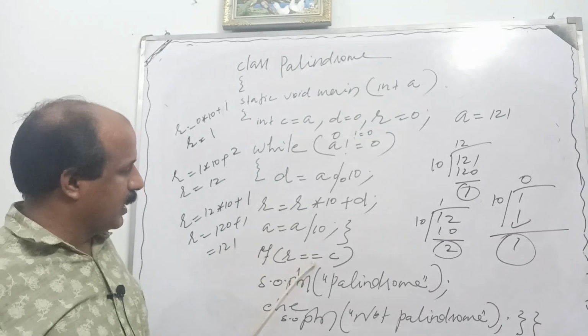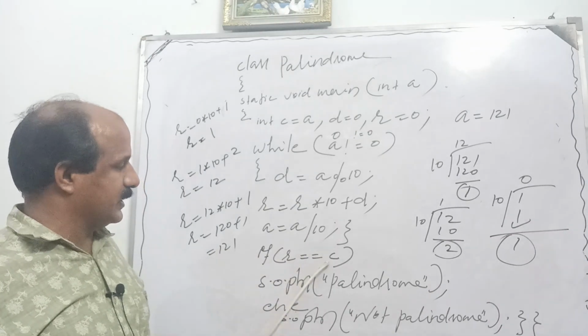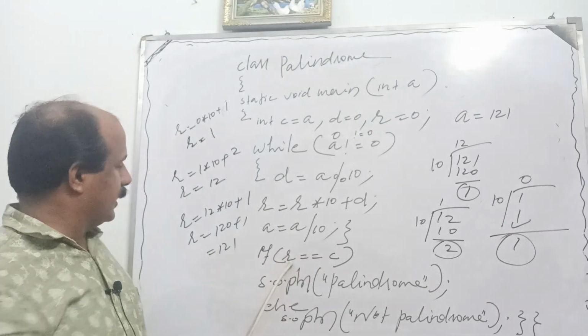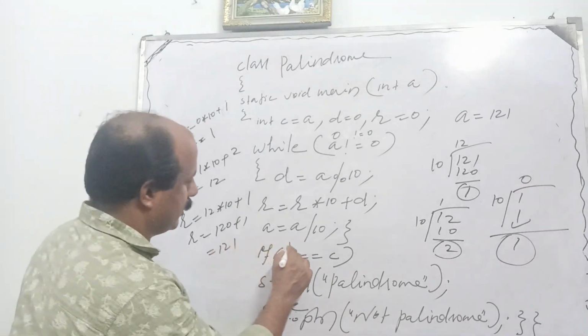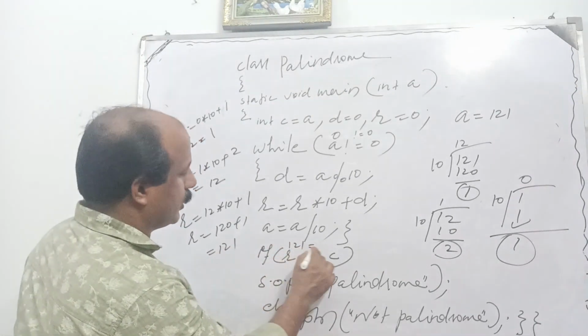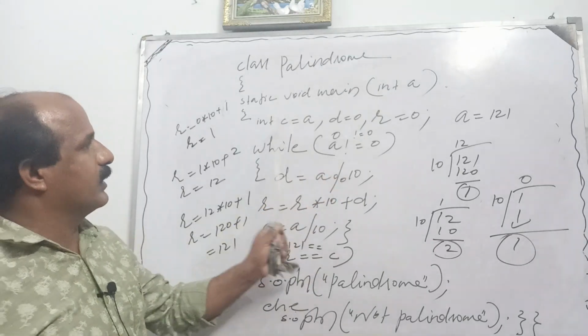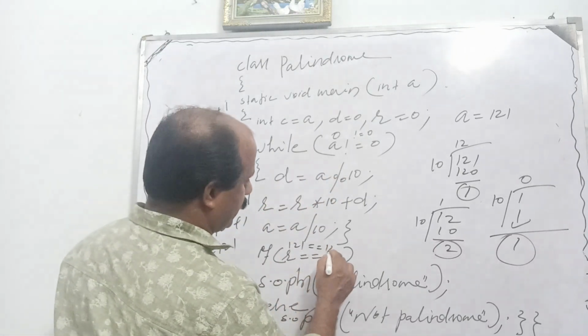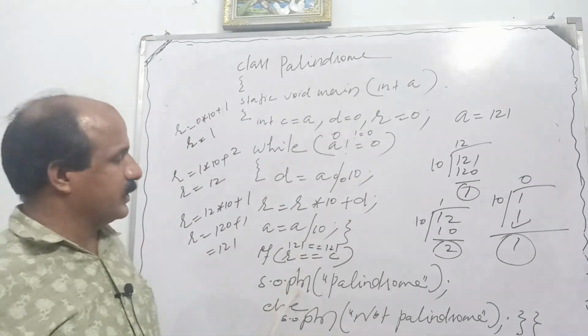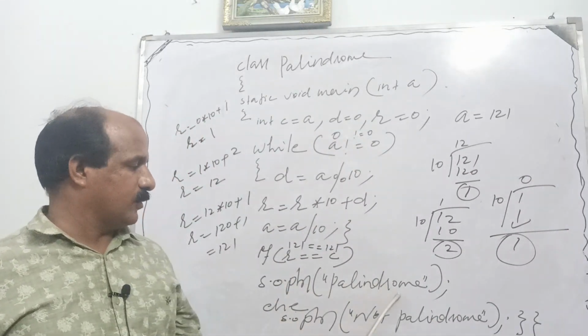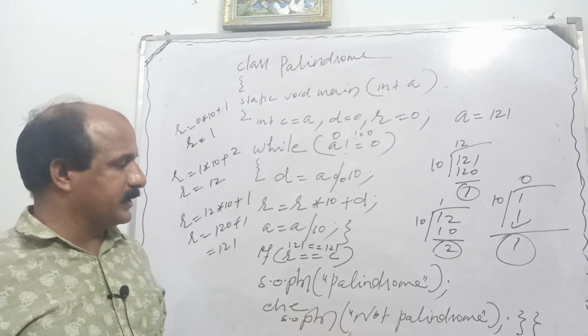Coming out of the loop, R is equal to C. What is R? Look at R, 121 equal to C. C means the copy of the original number. What is that? 121. Both are equal. In this case what will be printed? Palindrome. In all other cases what will be printed? Not a palindrome.